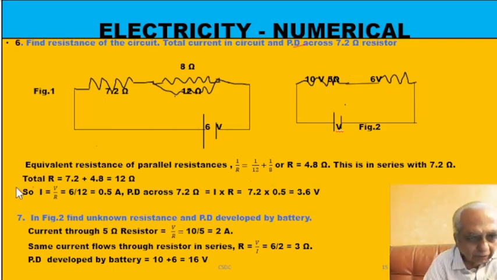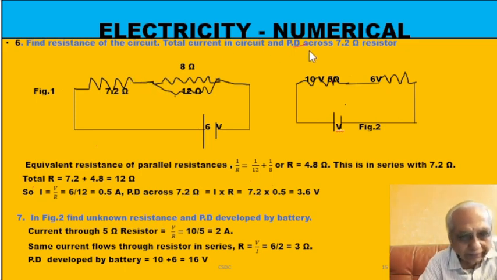Now you see, this sum, these are called series parallel. This is 7.2 and these two are parallel, I can find one effective resistance of this. So then that and 7.2 become in series. Okay. He says find the resistance of the circuit, total current in the circuit and PD across 7.2. So this is 7.2 in this diagram. So first we will do this. What is the current in this 7.2?